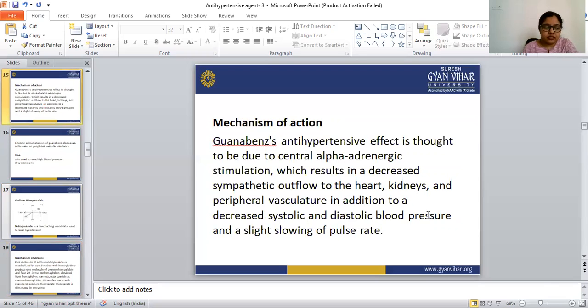Let's see the mechanism of action of guanabenz. Guanabenz's antihypertensive effect is thought to be due to central alpha adrenergic stimulation.